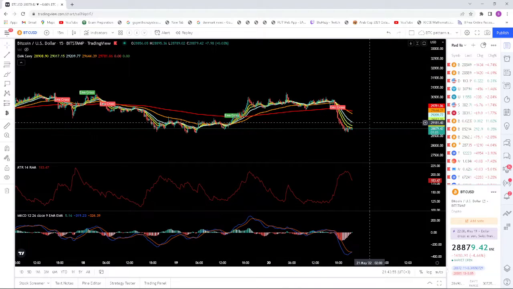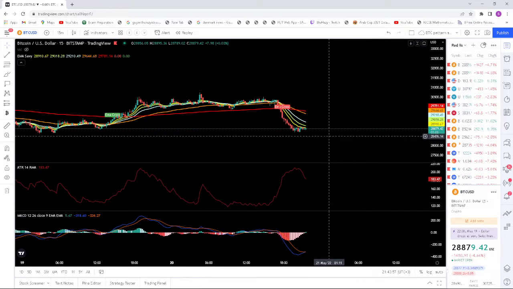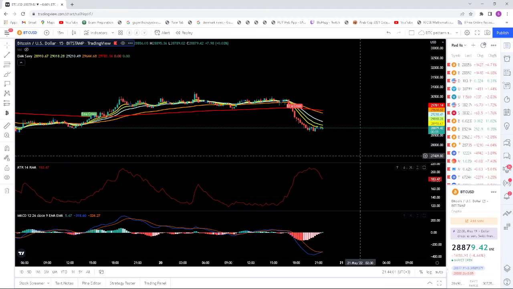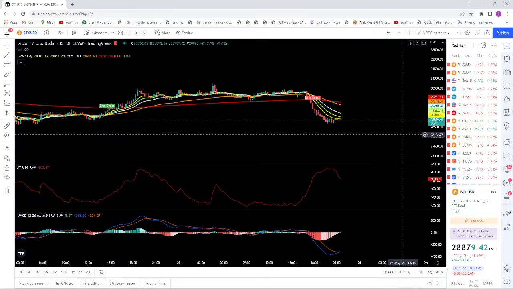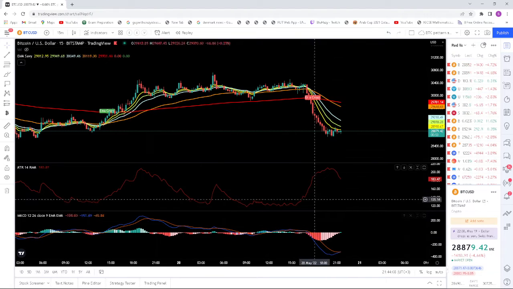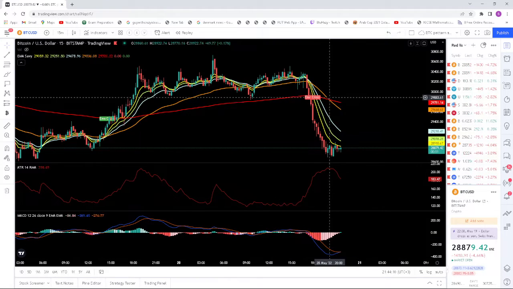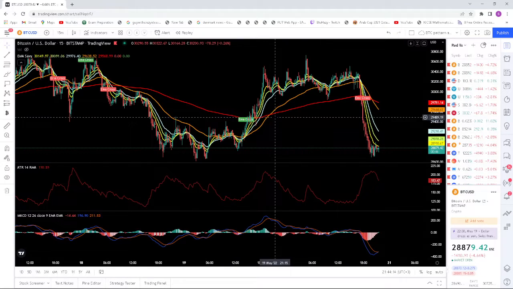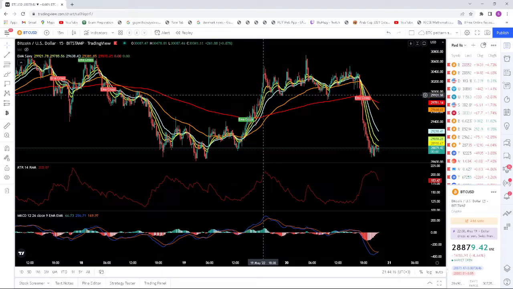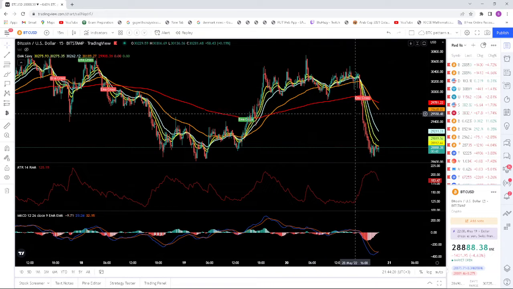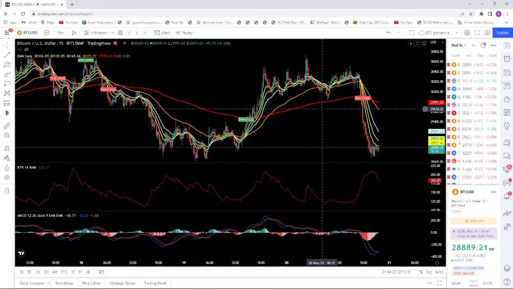I could use this. I like to use it in conjunction with the MACD. Why? MACD is a momentum indicator. If I get confirmation over here of a crossover, so you see whenever these EMAs are the 8 over here, 13, 21, 55, and the 200. The red is a 200.